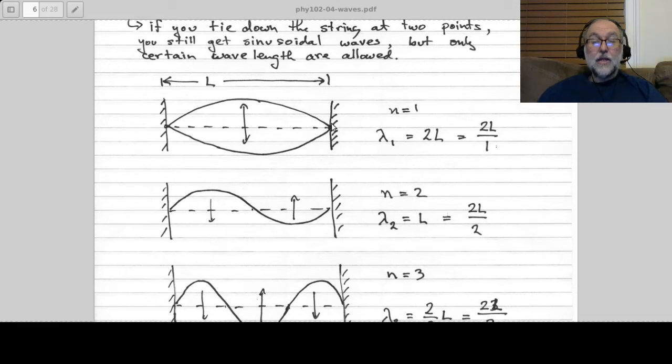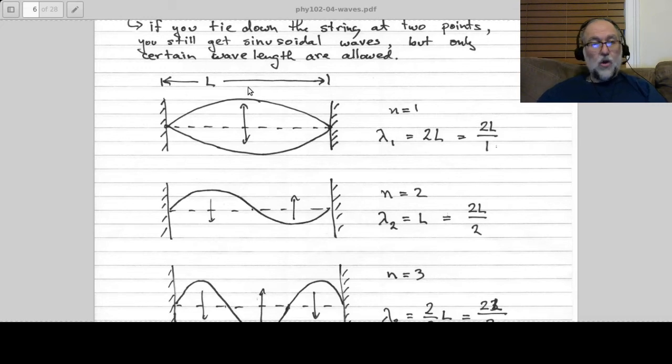When you have this kind of situation, you don't get just any old frequency. There are only certain frequencies that are allowed whenever a string is tied down at both ends. That discretization of the frequencies, the fact that you only get certain frequencies, is a result of the fact that the string is tied down at both ends like that.